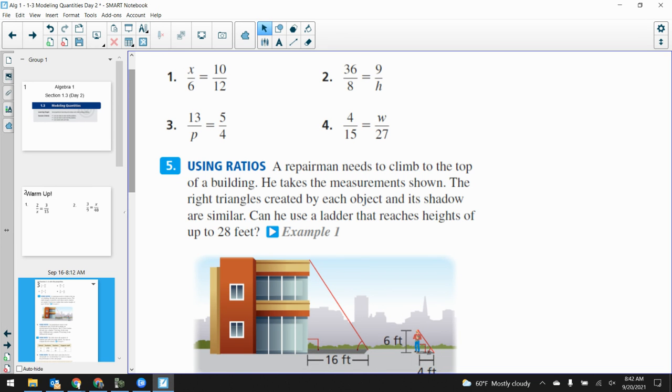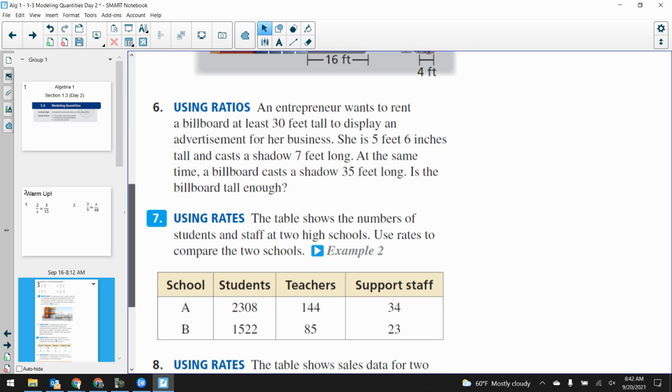And that's 6? Number 6? Okay. So let's take a look at number 6 real quick, using ratios. An entrepreneur wants to rent a billboard at least 30 feet tall to display an advertisement for her business. She is 5 foot 6 inches tall and casts a shadow 7 feet long. At the same time, the billboard casts a shadow that is 35 feet long. Is the billboard tall enough?